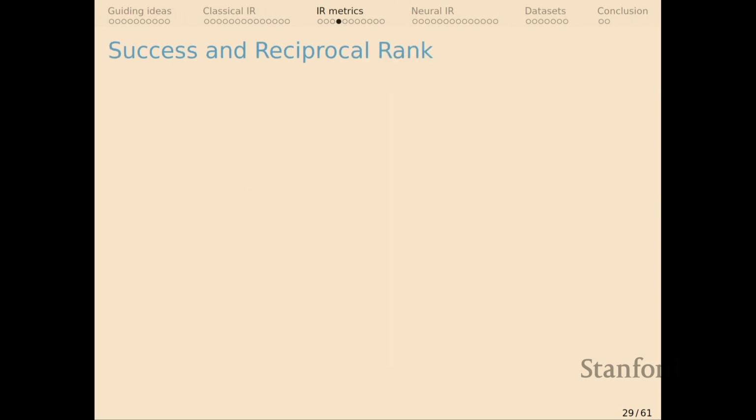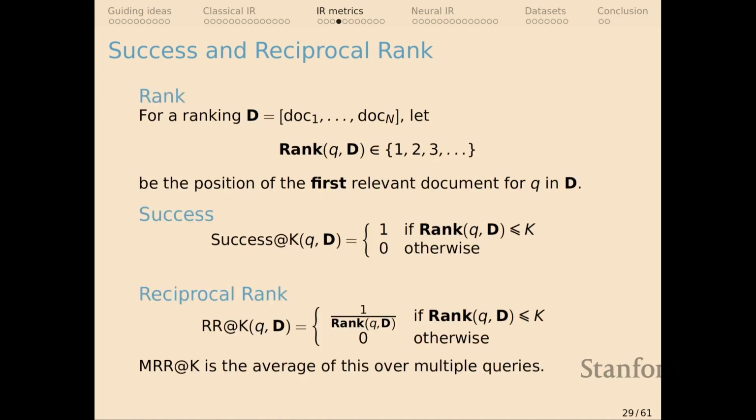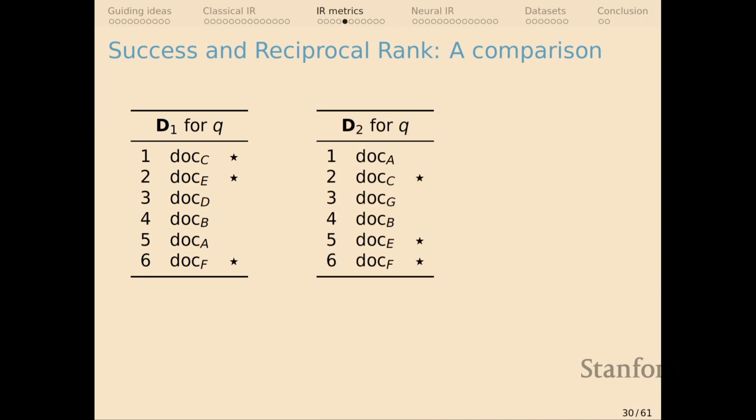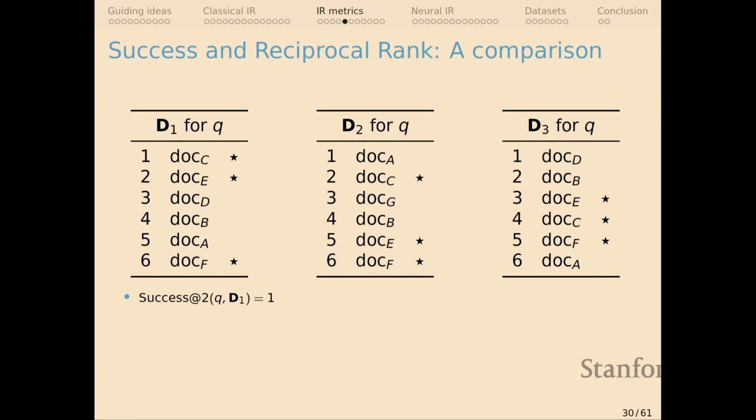We talked about success and reciprocal rank. Success you should think of as just saying, for my chosen K, is there a star above me? That is, is there a relevant document above K? So it's a very coarse-grained measure. So this one here, if we set success at 2, D1 has success because there is a star at 2 or above. D2, that ranking, also has a success of 1 because there is a star at 2 or above, and poor D3 gets a success of 0. And you can see already that it's coarse-grained because D1 and D2 are differentiated in some intuitive sense, but here they both got a success score of 1.